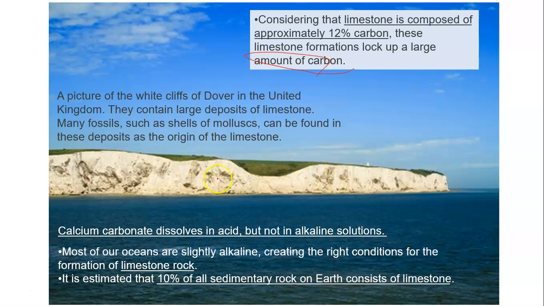This is an example. Calcium carbonate dissolves in acid, but not in alkaline solutions. Most of our oceans are slightly alkaline, creating the right conditions for formation of limestone rock. If it was acidic, then the calcium carbonate would be dissolved. It is estimated that 10% of all sedimentary rock on Earth consists of limestone.